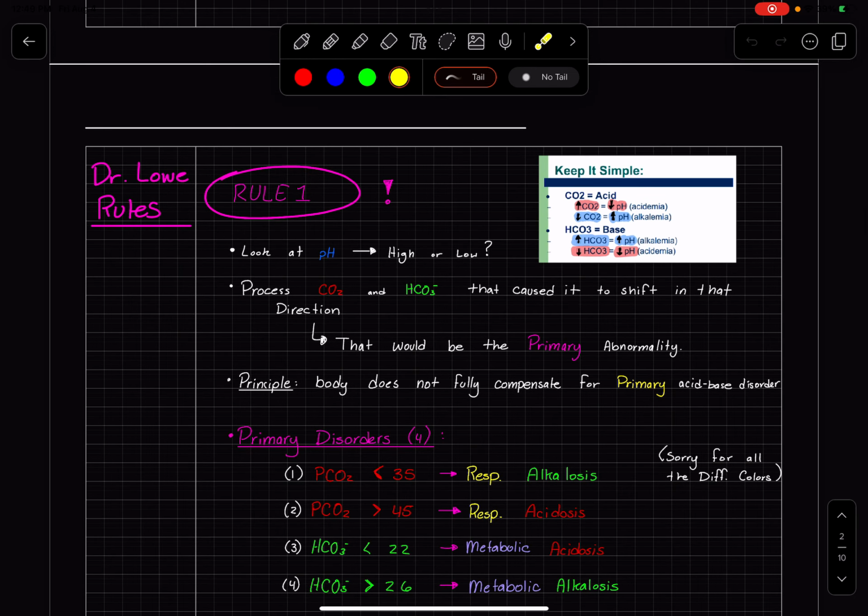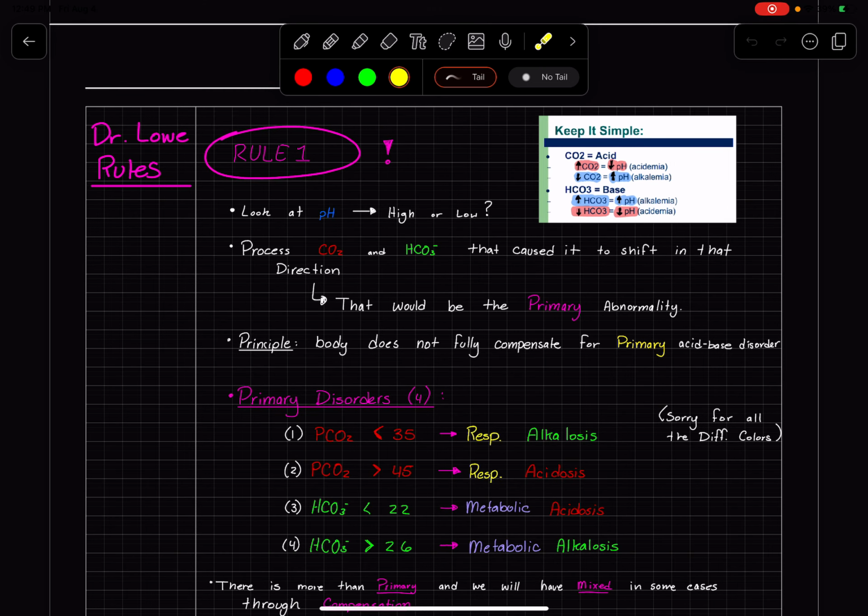Okay, so we're gonna go over Dr. Lowe's rules. I don't know if these are his rules or if he just saw someone using them and thought it was a good idea, but they're good rules. Rule 1 is pretty simple. We're just gonna look at the pH, see if it's higher or lower. Then we're gonna look at the other values, which are the carbon dioxide and the bicarb, and see how those associate with figuring out our primary process, meaning the first process that's causing the issues in our body.